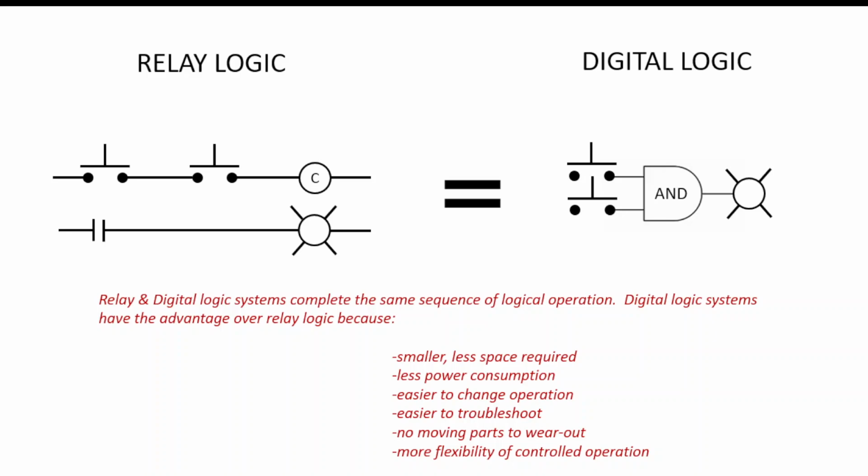Now, relay and digital logic systems complete the same sequence of logical operation. Digital logic systems have the advantage over relay logic because they're smaller, require less space, use less power, are easier to change the operation of, are easier to troubleshoot, have no moving parts, and offer more flexibility of controlled operation.